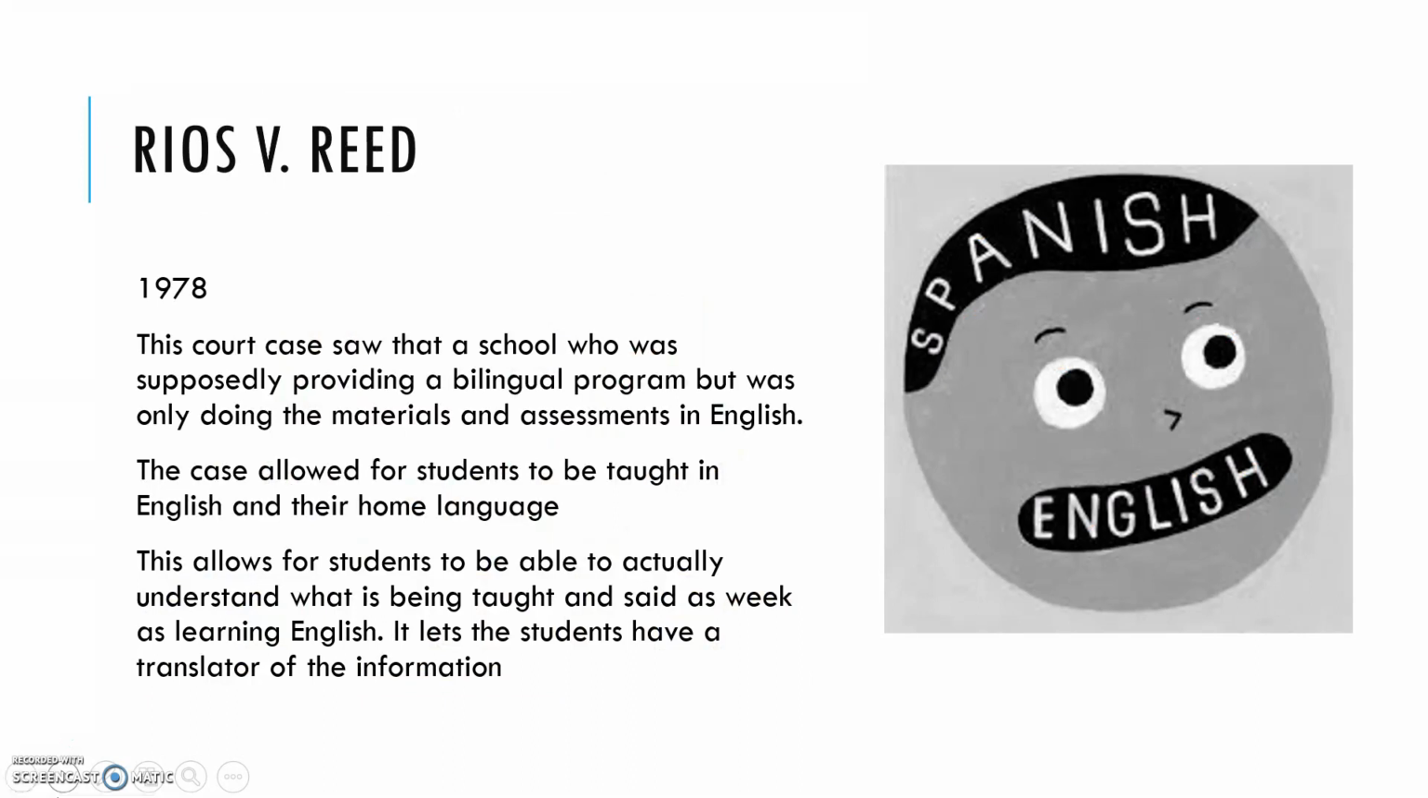Rios versus Reed. In 1978, this court case saw that a school who was supposedly providing a bilingual program was only doing the materials and assessments in English. This case allowed for students to be taught in English and their home language as well. This allows students to actually understand what is being taught and said as they learn in English. It lets students have a translator of the information.